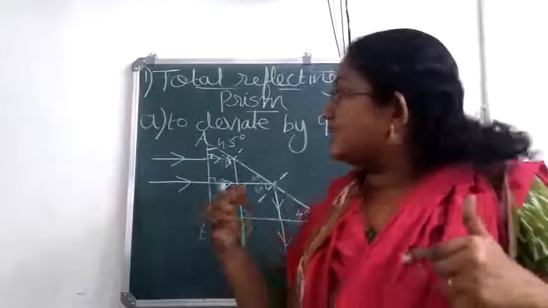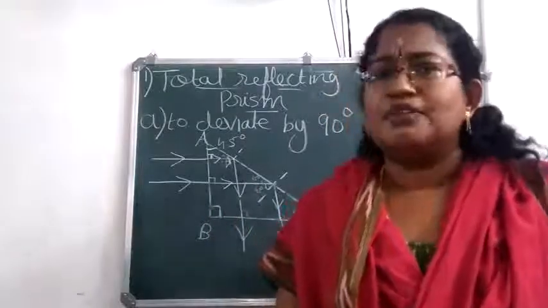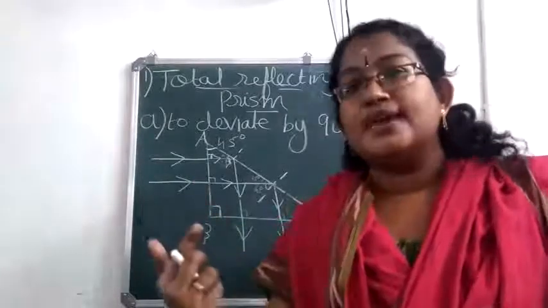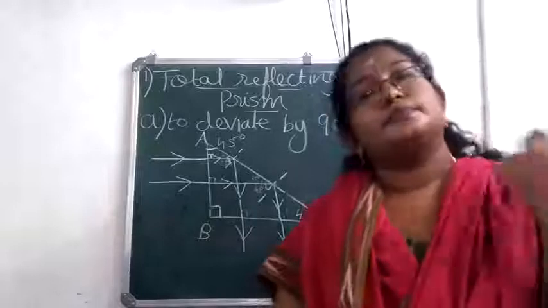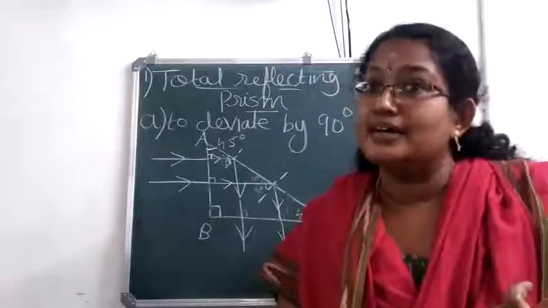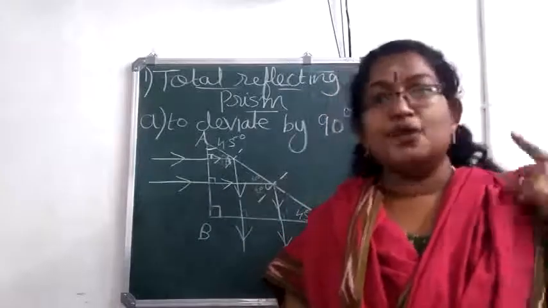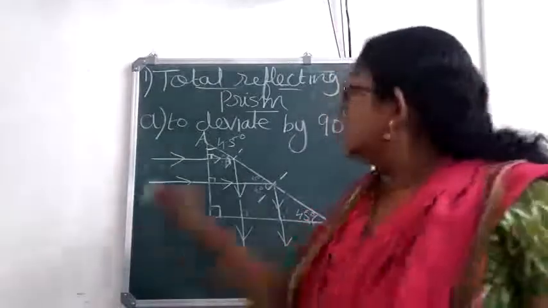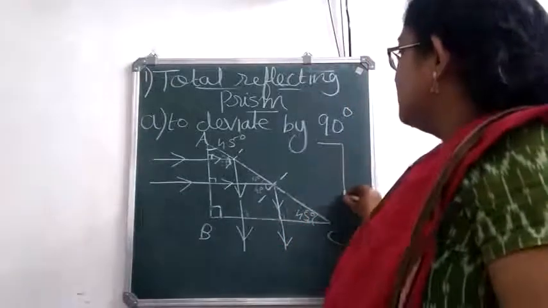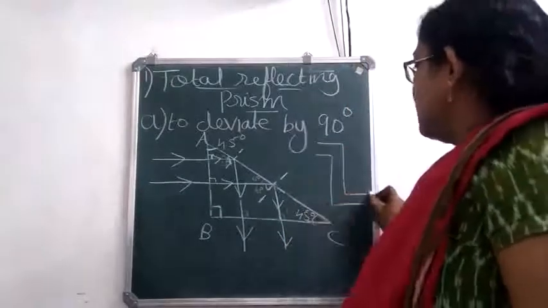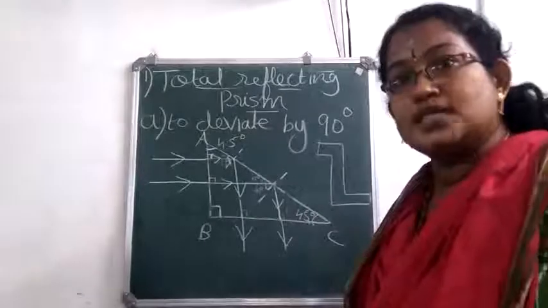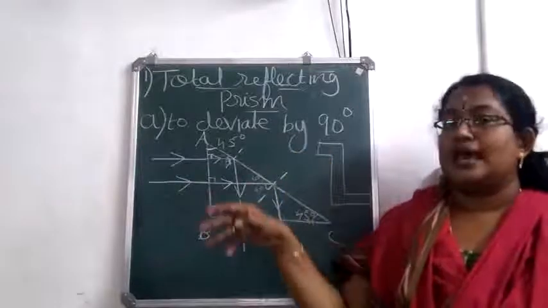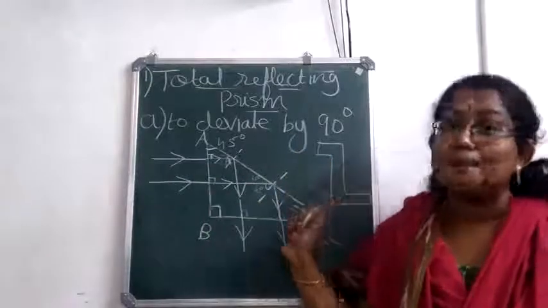And you have to learn its application also. Can you tell me where we are using this? In which case do we want to deviate the light ray by 90 degrees? It is in the case of a periscope. Do you remember what a periscope is? If you want to see what is happening on the other side. What is the shape of the periscope? This is the shape of the periscope, isn't it? In the case of submarines, they will be using it. Then, in the case of war, if you want to see what is happening on the other side, you can use a periscope.